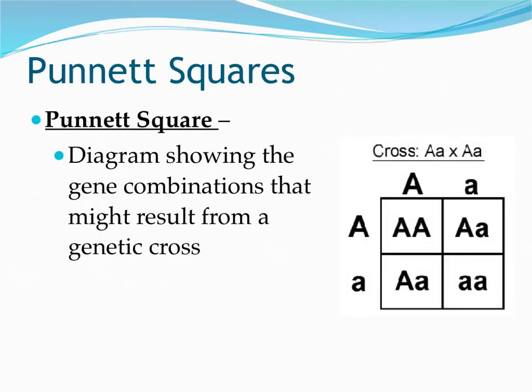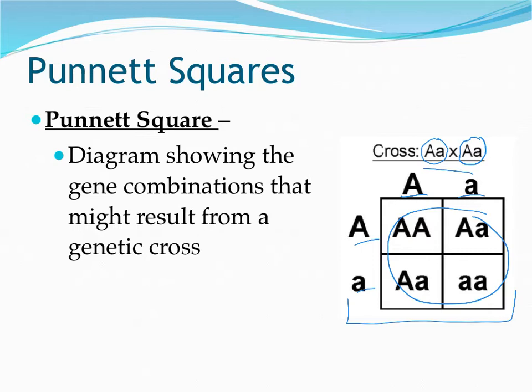First thing we're going to talk about is called a Punnett square. This is a Punnett square over here, and it's a diagram showing the different types of gene combinations that can result from a genetic cross. In this case, we have a cross of one parent that is heterozygous for this trait designated by letter A, and the other parent is also heterozygous. It shows the possible gametes that form, and these are the possible outcomes.